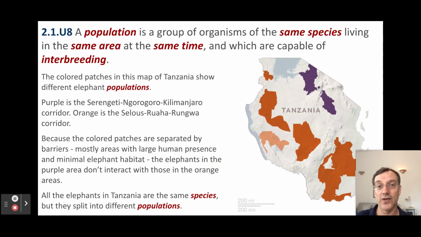Now let's look at the next level of organization, which is a population. And so a population is a group of organisms, all of the same species that live in the same area at the same time, and they interbreed.